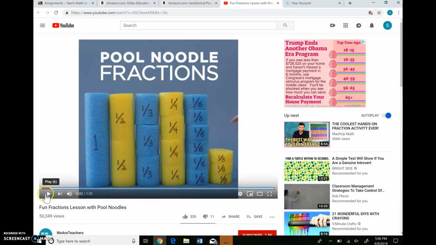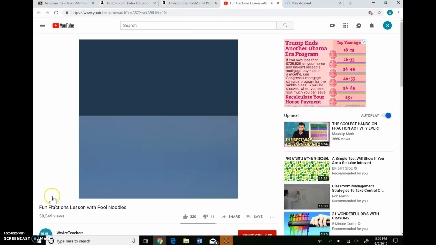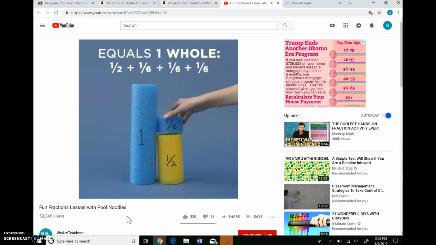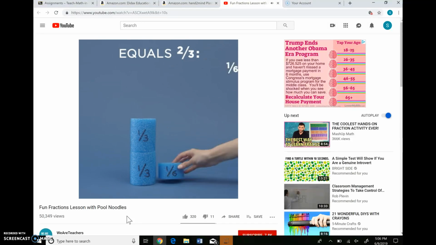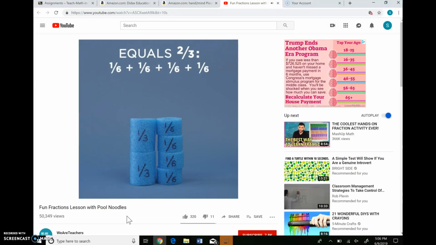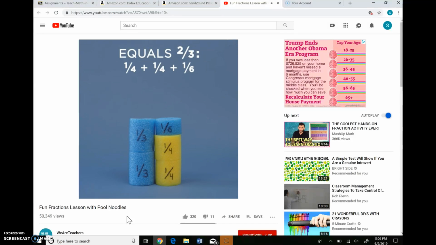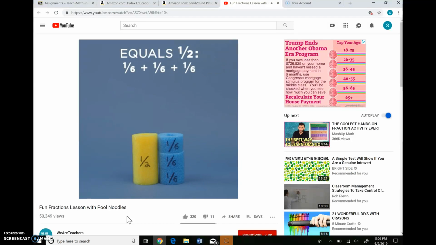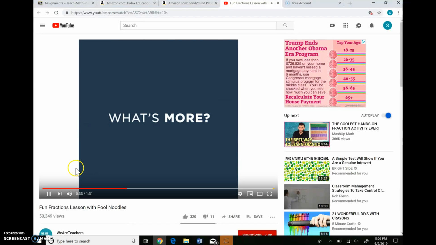So this is one that I really like because it's fun to show them. You use it with pool noodles to show them one, and then the halves, and the different combinations they can do for all of them. And so these would be manipulatives that they can use while working with the fractions and kind of figuring it out. I would start out with just whole, halves, thirds, and fourths just to get them started.